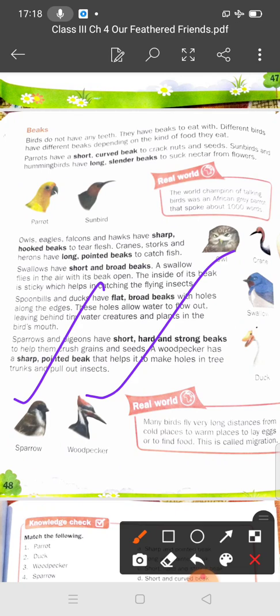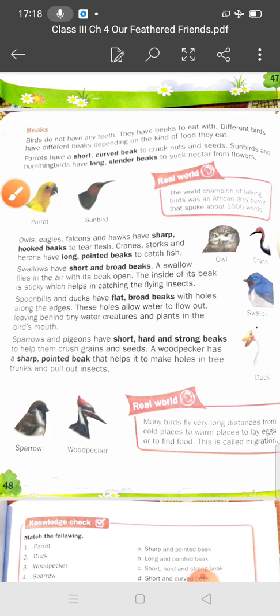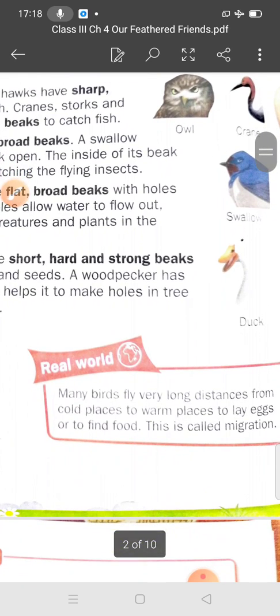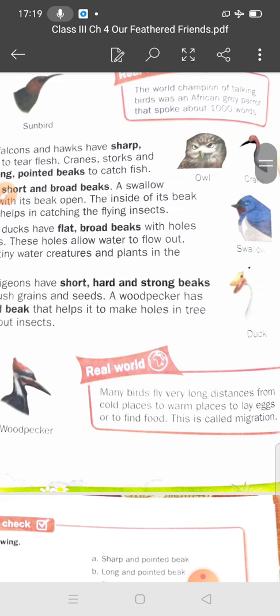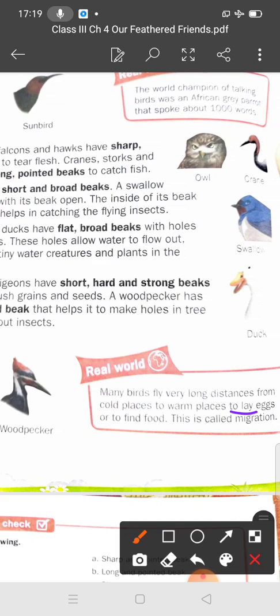Now students, all birds fly. They cover very long distances. They also fly from cold places to warm places. Why do they cover long distances from colder to warmer places? Yes students, to lay eggs or to find food. This is called migration. Birds fly from cold places to warm places to lay eggs and to find food. That is called migration.